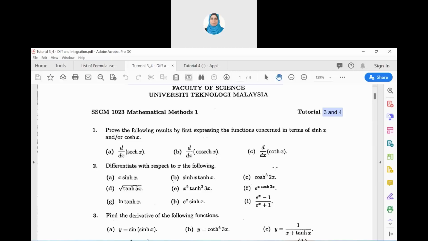This is the tutorial chapter 3 and 4. So we have here around 52 questions. I did from question 1 until 10. If you have any question, write on the chat. Okay. So we have questions 3D, 6, 9, 10.